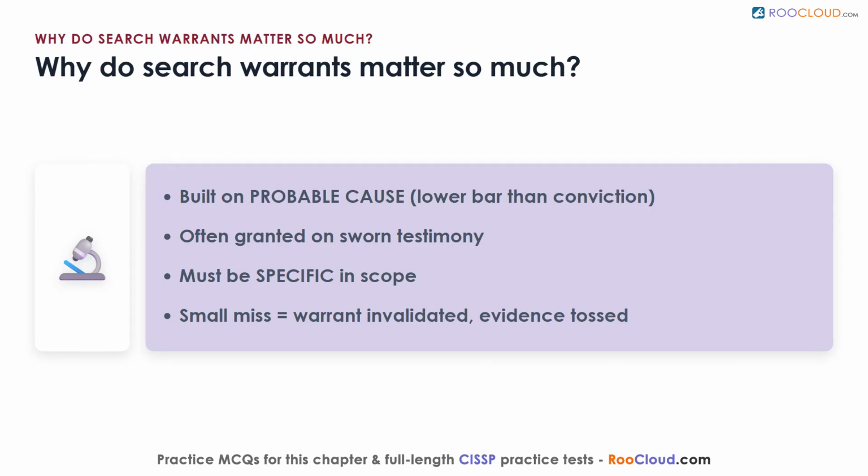That bar is much lower than what a conviction requires, and warrants are often granted on an investigator's sworn testimony alone. A warrant must also be specific, describing exactly what may be searched and seized. Miss even a small detail, and a court can invalidate the warrant and throw out everything it produced. Picture a permission slip that only covers one room of a building. Step outside those walls, and the evidence you gather does not count.